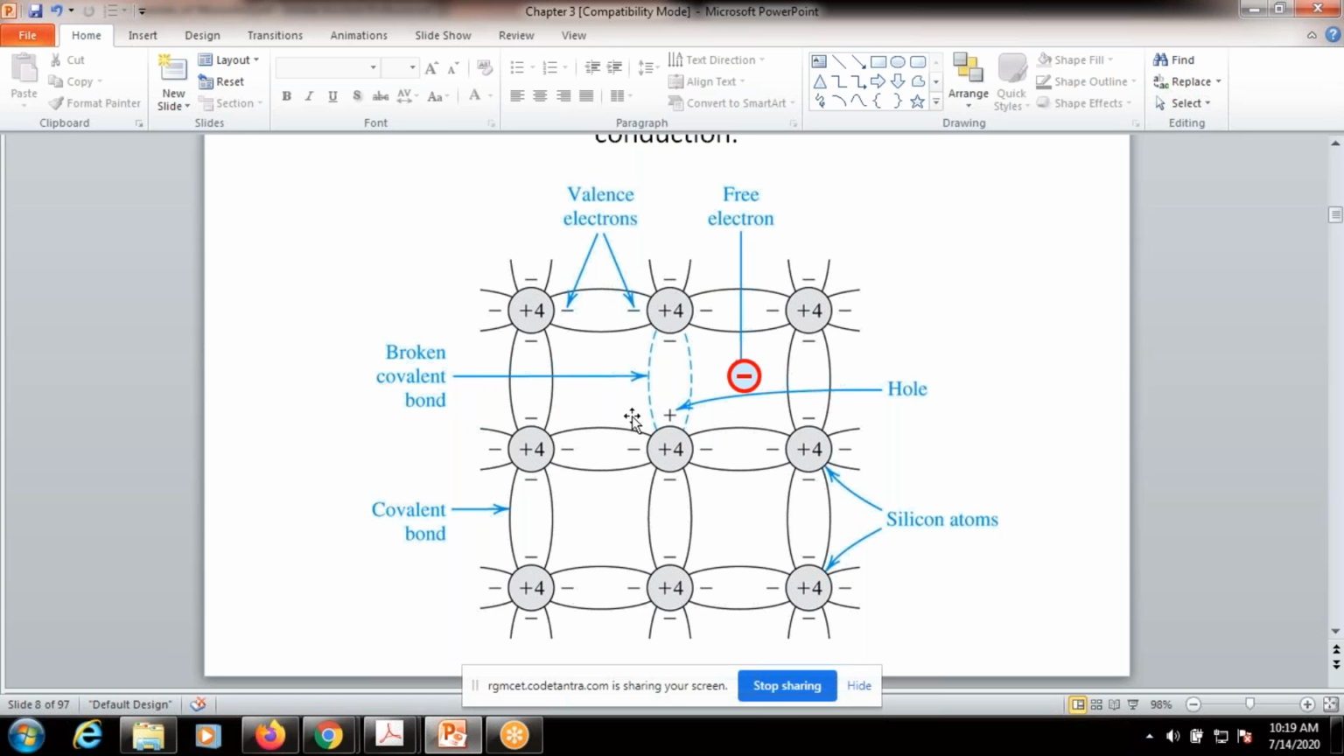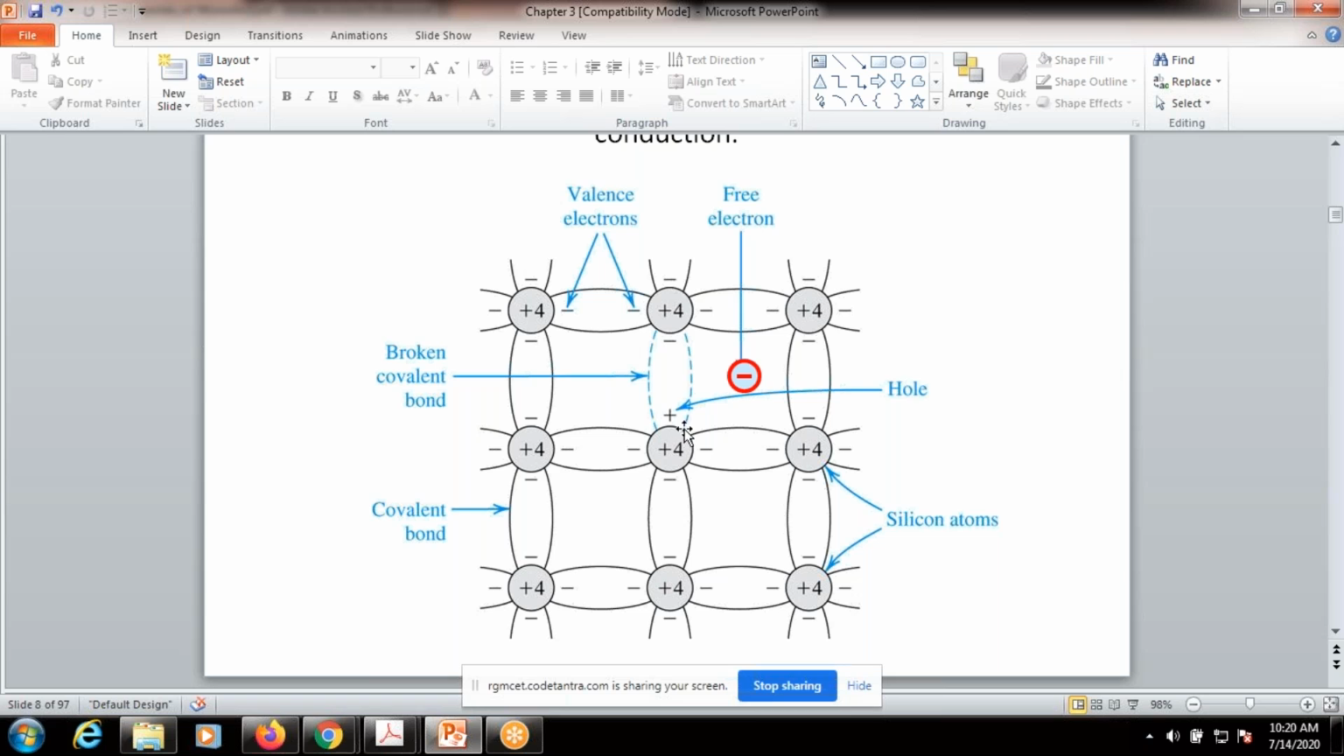Whenever a covalent bond is broken, observe the plus symbol. That is a hole. Now this electron is freely available. The red one, observe the red color, is the free electron. The minus symbol is negative charge. So one free electron and one hole are created.